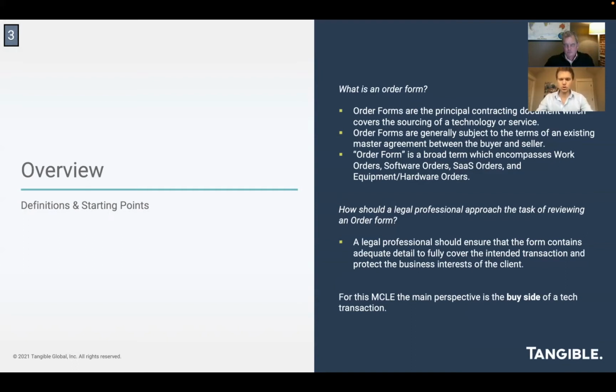That is, to ensure that the form contains enough detail to fully cover the transaction and to protect the business interest of the client. A final note on this slide is that this session will focus primarily on the buy side of a technology transaction.